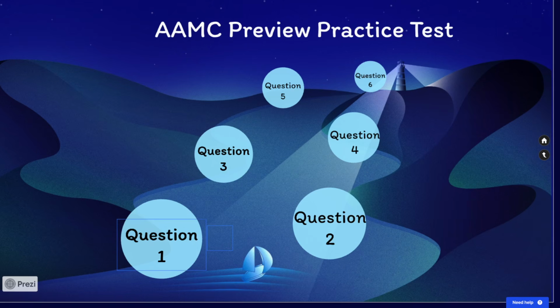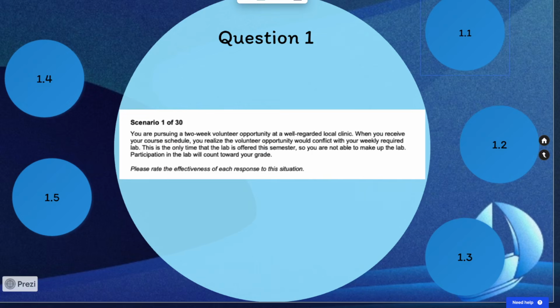So let's start with question 1. All right, scenario 1. And remember, step 1, we have to critically read the question. So scenario 1: you are pursuing a 2-week volunteer opportunity at a well-regarded local clinic. When you receive your course schedule, you realize the volunteer opportunity would conflict with your required lab. This is the only time the lab is offered this semester, so you are not able to make up the lab. Participation in the lab will count towards your grade.